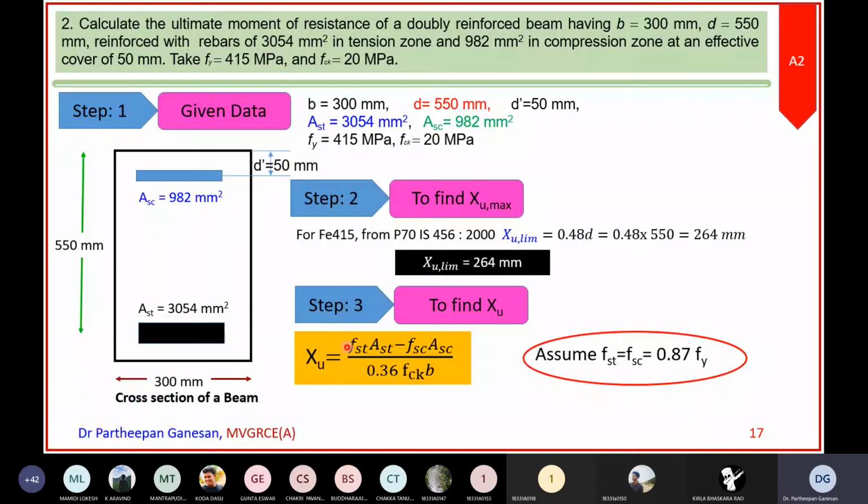To begin with, this equation directly comes from your stress diagram. If you take the equilibrium of compressive force and tensile force, you get this equation. I hope everyone is very clear with this one. Anytime you have to find out the actual depth of neutral axis, it always comes from the equilibrium of forces, the internal forces developed in concrete and steel, that you have to take. Okay, so from that you got this one.